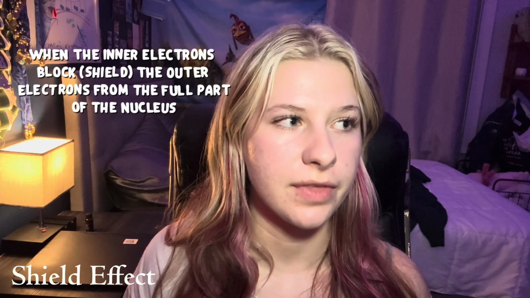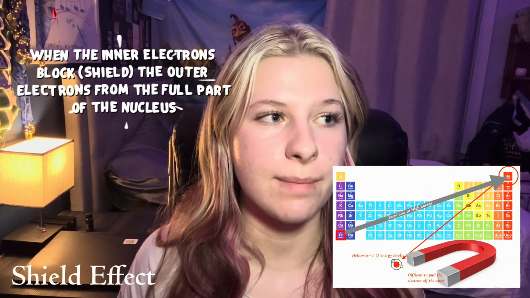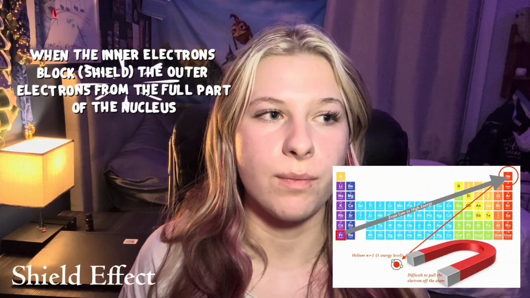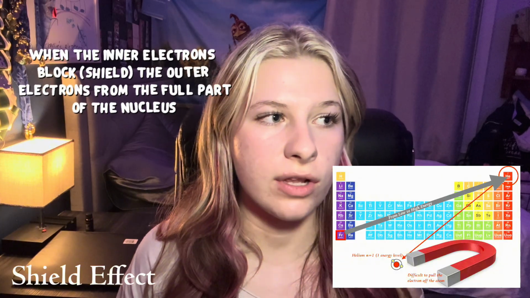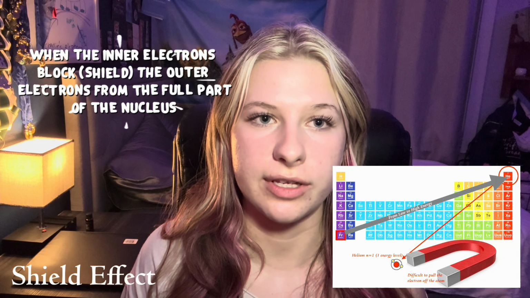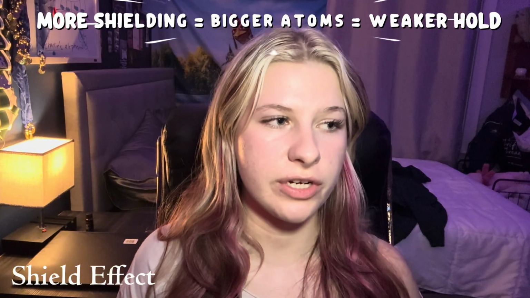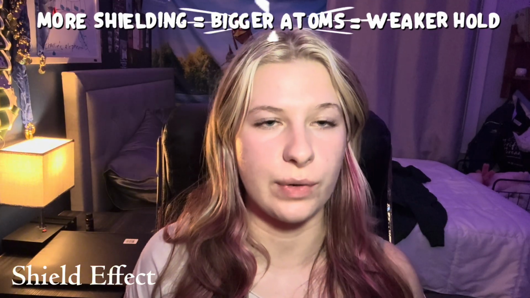This is when the inner electrons block or shield the outer electrons from the full pull of the nucleus. As you go down a group, atoms get more energy levels, which means more inner electrons, and that increases shielding. So the outer electrons feel less attraction to the nucleus. This makes atoms larger, easier to remove electrons from, and less able to attract electrons in bonds. In other words, more shielding equals bigger atoms and weaker pull.